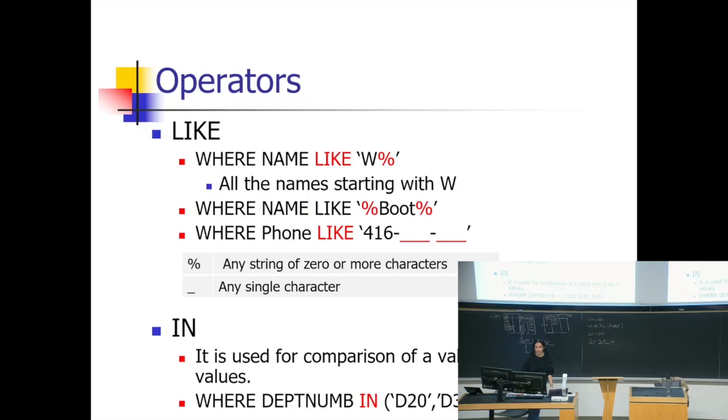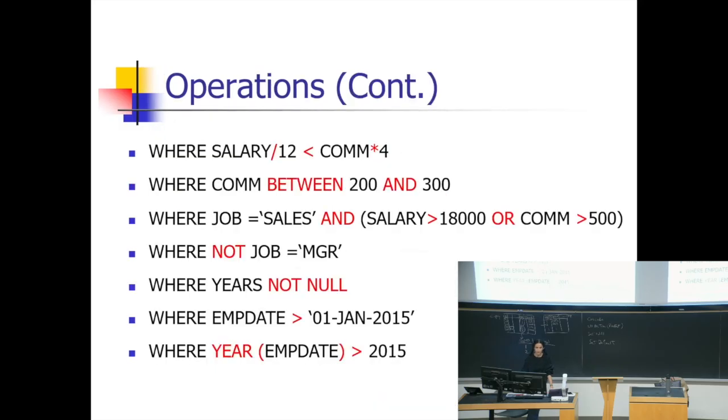And if you want to see whether your department number is one of these numbers, this is how you can search department number in either D20, D38, or D40. So this is used for comparison of a value with a set of values, right? These are some more examples using between and. So these are like the Boolean operators. And we use null or not null.